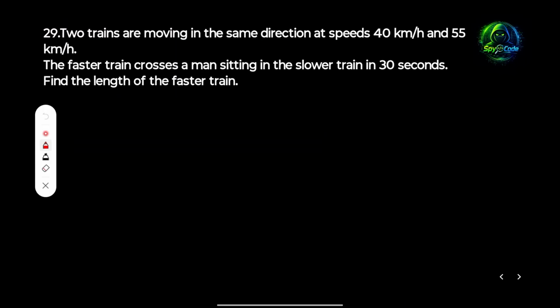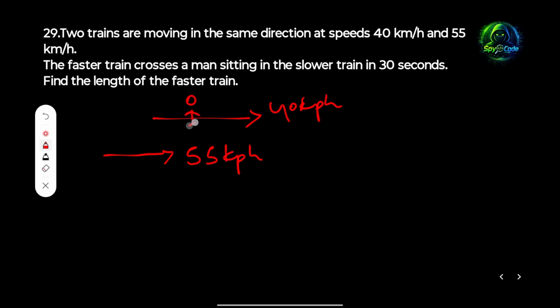Here we can see that two trains are moving in the same direction, at 40 kilometers per hour and 55 kilometers per hour. A man is sitting in the slower train. So the slow train is this, and the man is sitting in this train. The faster train will cross this man in 30 seconds. Time is 30 seconds.